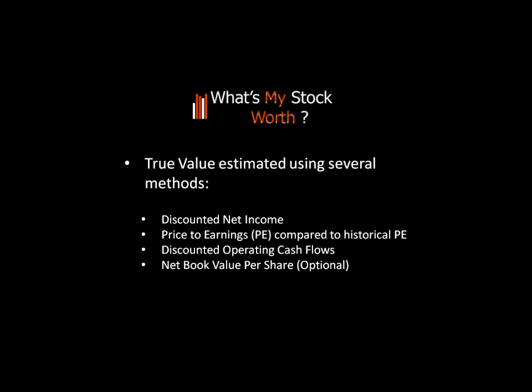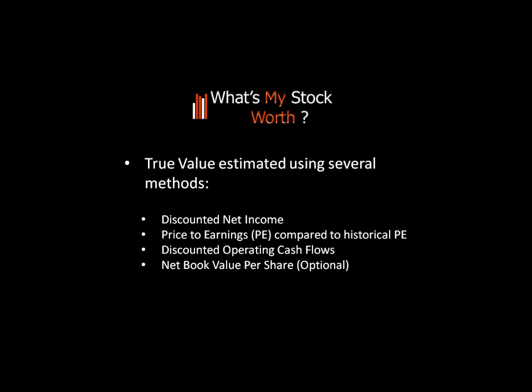The second tool used is price to earnings value. This is done by comparing the current price to earnings ratio to a historical 3-year average for the company. Third is the operating cash flows discounted to today's value. This is calculated by estimating future operating cash flows per share for the next 20 years using a provided growth rate, and then discounting those cash flows to today's dollars using the interest rate, so the return on investment.